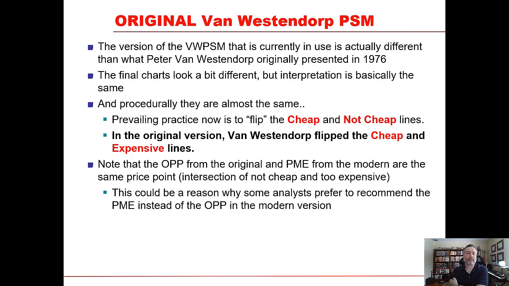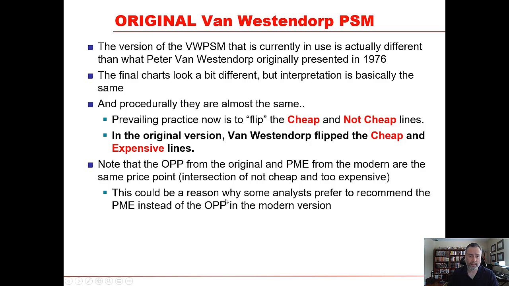Now, the only reason I have to highlight that it's the modern version is that there is an original version. The one that we do today involves inverting the cheap and too cheap cumulative percent distributions. That's not what Peter Van Westendorp initially presented in 1976. I don't know why it changed, who initiated the change, but at some point it changed. And the final charts look a bit different. They're interpreted basically the same, though. You're still going to get the 4 points of intersection with a range and an optimal price point.